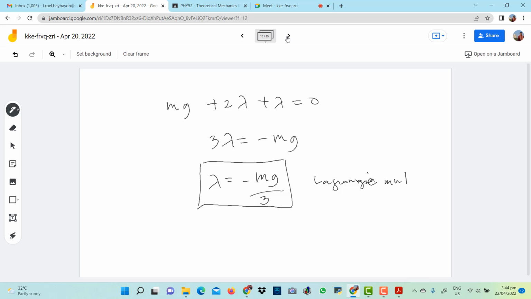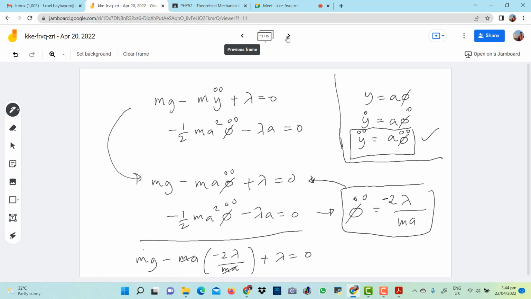And lambda is equal to minus m g over 3. So if you take an exam, there might be a section asking you to calculate the Lagrange multiplier, to solve for the lambda. And then, since we solved for lambda, take note that phi double dot is equal to that.